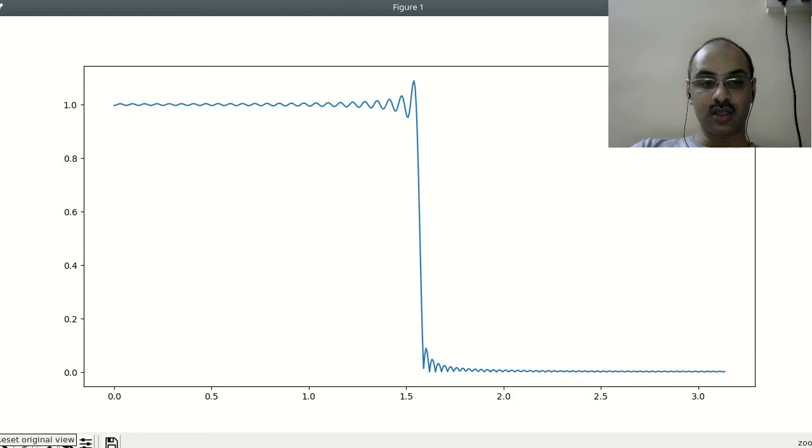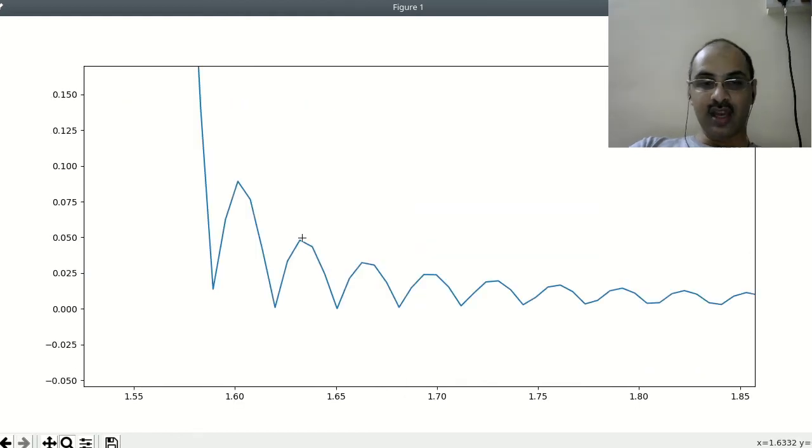Let's actually look over here. We are assuming that anything beyond pi by 2, that is 1.57, is part of the so-called stop band, meaning whatever is over here should be 0. Look at this frequency, 1.6. 1.6 has a gain of 0.075. Look at this frequency, 1.63. 1.63 has a gain of 0.05.